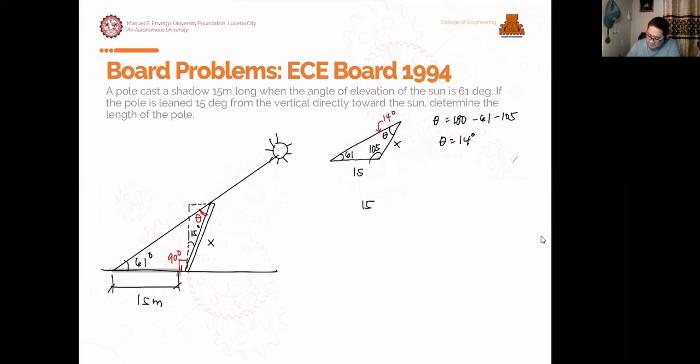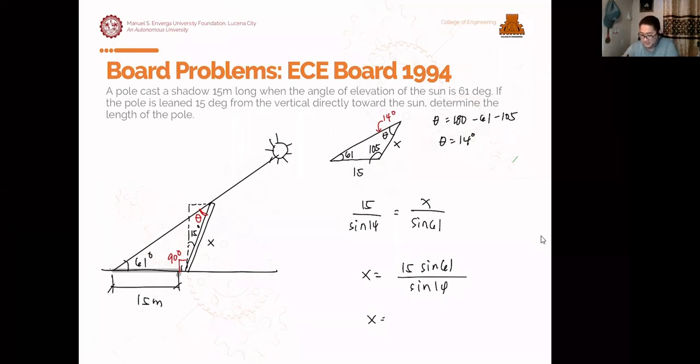So this will be 15 over sine of 14 is equals to x over sine of 61. So we can calculate x as 15 sine 61 over sine of 14. So direct substitution na lang sa calcu, and our answer will be 54.229 meters. Okay? So this will be our answer. Yung length ng pole natin.